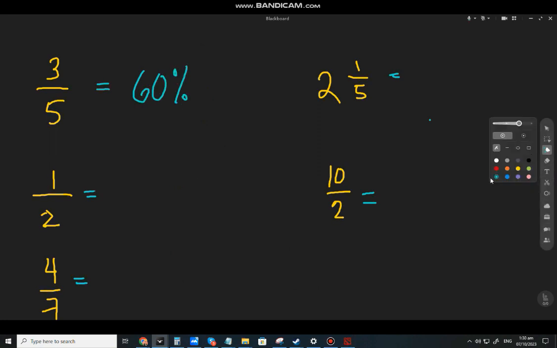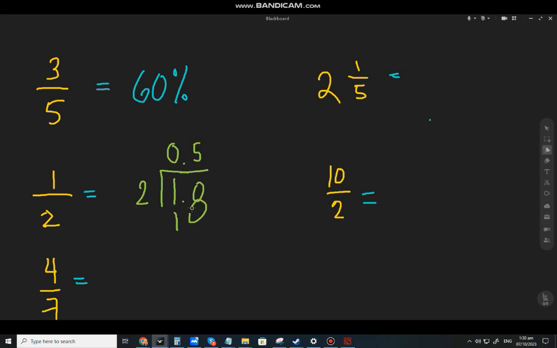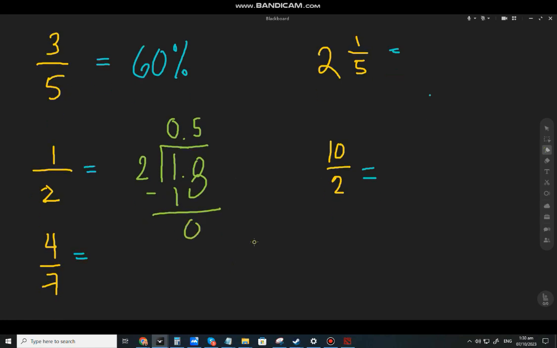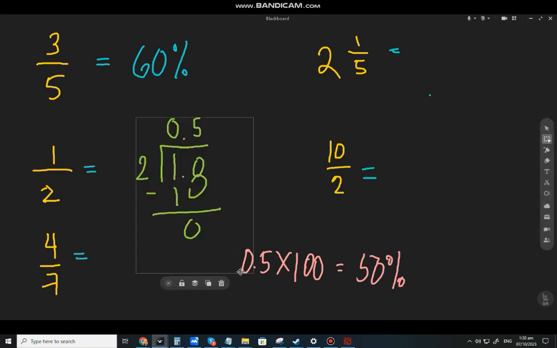Now, how about 1/2? Oh, you have to change it to decimal first. 1 divided by 2. Okay. So since 1 is less than 2, you have to put another 0 here. But of course, you must not forget the decimal point. So 10 divided by 2 is 5. 5 times 2 is 10. 10 minus 10 is 0. No remainder. So we get 0.5. 0.5, multiply it by 100. You will get 50. And you add the percent sign.